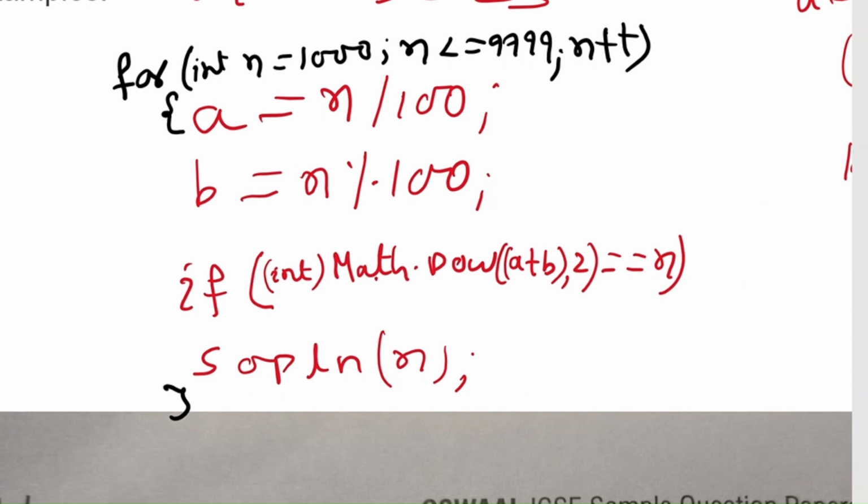You have to write int here because math.pow returns double and n is your int. So to make A plus B square int, you have to write int in bracket. Now let us see the BlueJ program.